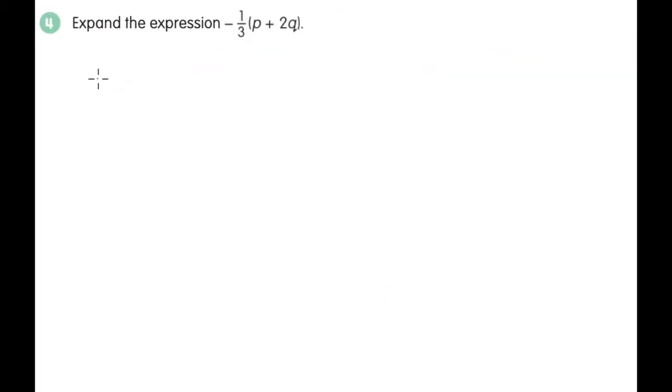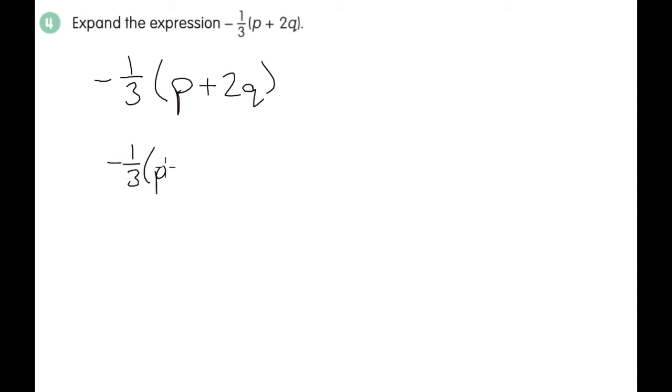For our last example, we have a negative 1/3 times the sum of p and 2q. So again, we would distribute here. Now we have a fractional coefficient, or a fractional factor on the outside. So we have a negative fractional factor. So we would take this negative 1/3 and we would multiply it by p plus that same negative 1/3 times 2q. So we're multiplying the outside factor by both parts inside.